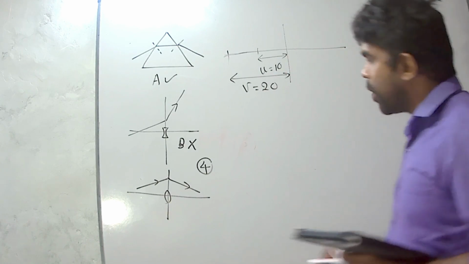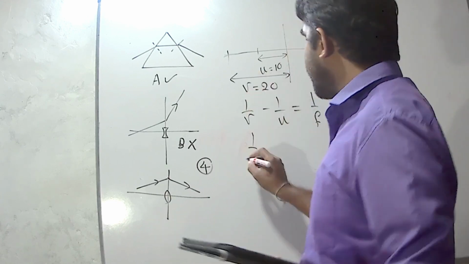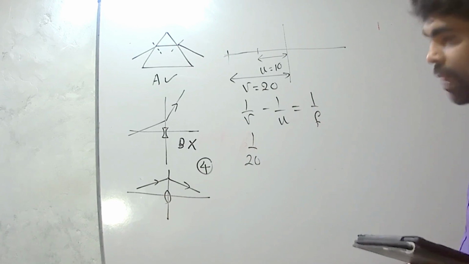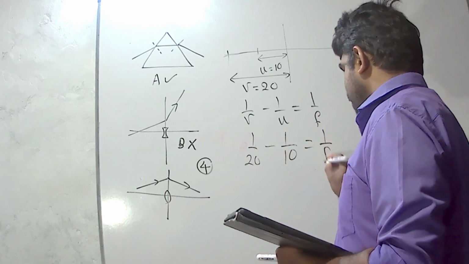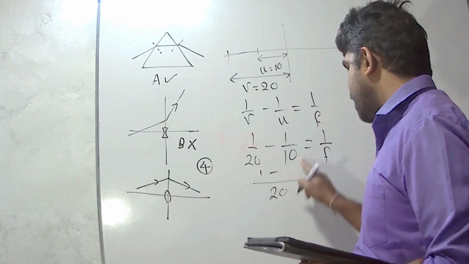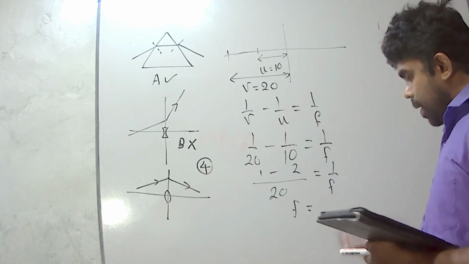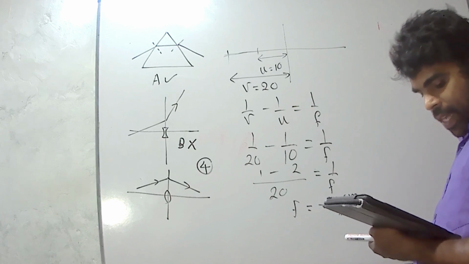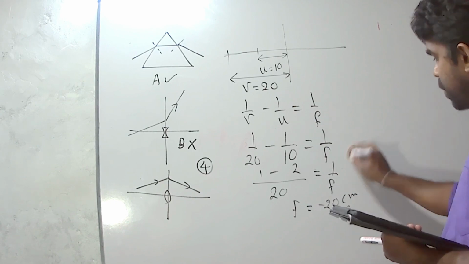Then we can use the lens formula: 1 over V minus 1 over U equals 1 over F. Image distance is 20. It is a plus value. Object distance 10 is also a plus value. We have to find F. LCM 20: 1 over 20 minus 2 over 20 equals 1 over F. Then we can get F equals minus 20 centimeters. Minus means convex lens. Focal length 20. Then answer should be 5.